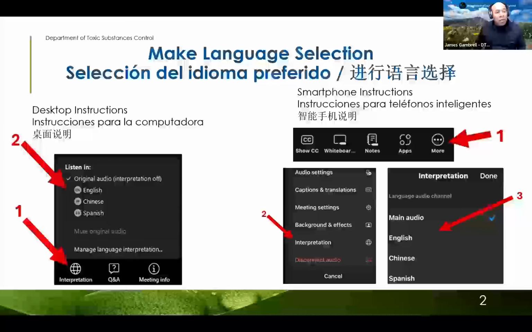If you're listening on your smartphone, you'll have to go to the bottom again, and depending on the size of your screen, you may have to scroll left or right. At the bottom, you'll see 3 dots, an ellipsis. You'll choose more, and then go to the globe icon again where it says interpretation, and then choose your language of choice. I'm going to pause for a moment and let the Spanish interpreter give those instructions, and then we'll have those same instructions in Mandarin.